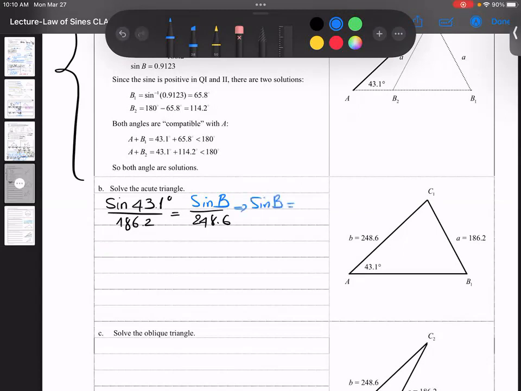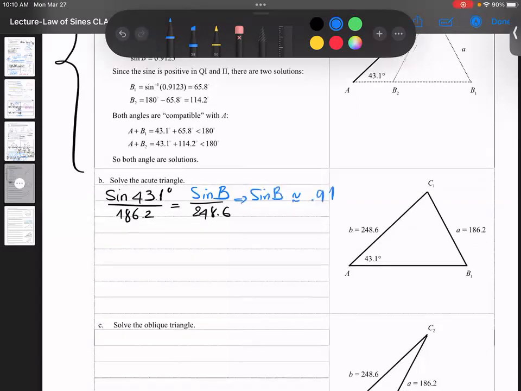Sine B equals... can I write out the crisscross multiply? Is that okay? Sine B is, if you plug in your calculator, I got 0.91. That's between -1 and 1, right? I mean, you have a solution. So sine B, roughly, equals 0.91. You can take sine inverse of both sides.